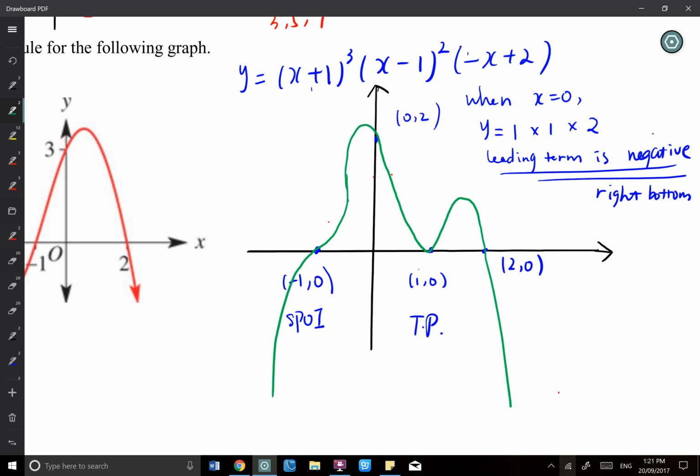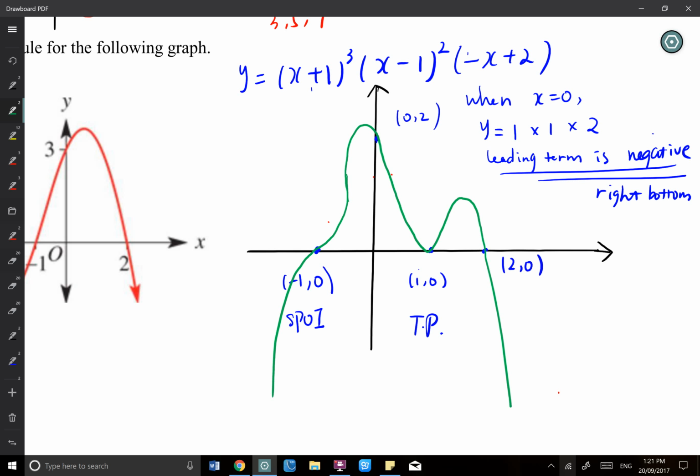Okay, so if a factor is repeated an even number of times, that becomes a turning point. If a factor is repeated an odd number of times, that becomes a stationary point of inflection on the x-axis. And then you always start your graph either from the top right or bottom right. If the leading term is positive, start from the top right. If the leading term is negative, start from the bottom right. Okay, and then you complete your shape like that.